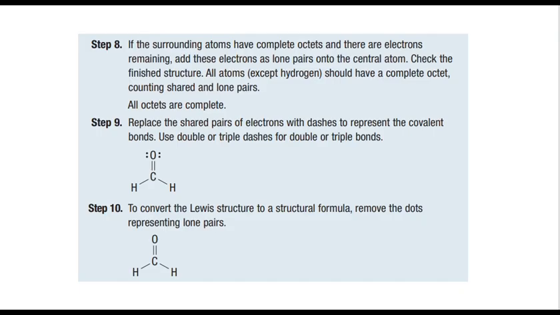We have to replace the shared pairs of electrons with dashes to represent the covalent bonds. And we can use double or triple dashes for double or triple bonds. And lastly, to convert the Lewis structure to a structural formula, simply remove the dots representing the lone pairs. And now we've got a structural formula for methanol.